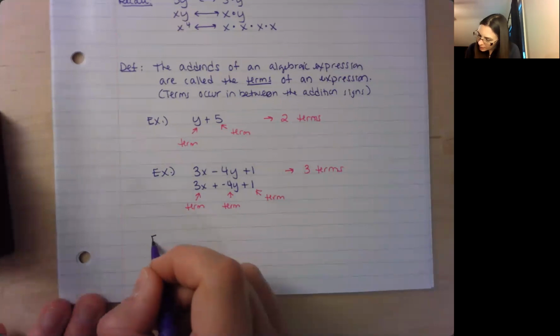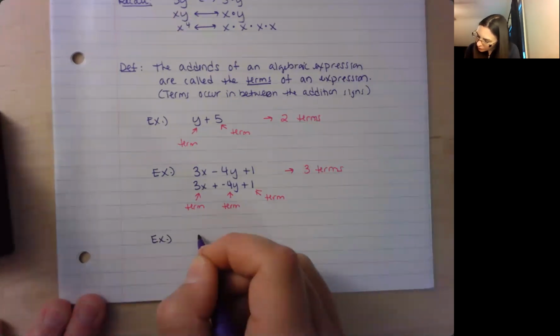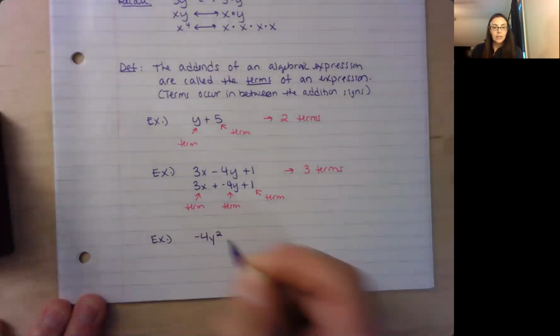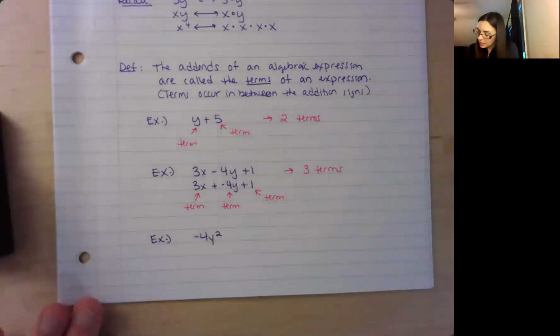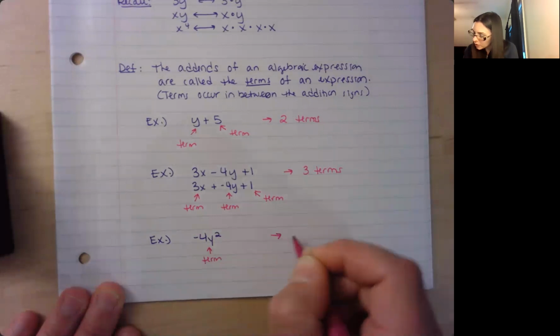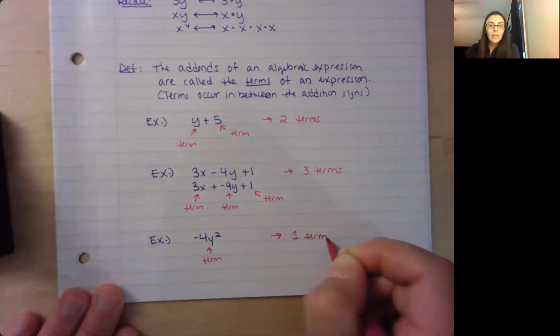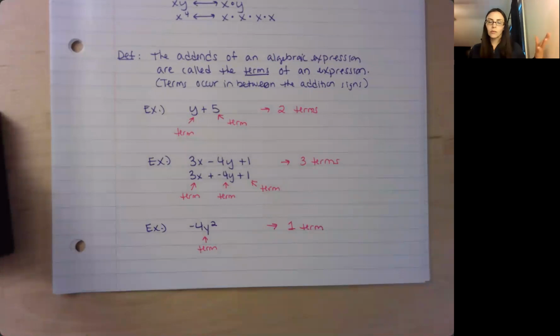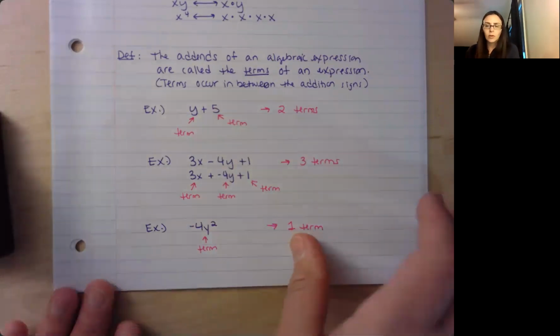And something else like maybe just negative 4y squared. So here there are no plus or minus signs. This is still a term, and this is an example where you have one term. And so on. I can make these as long as I really wanted to. I can do an example as complicated as I want. So here you have examples of just 2, 3, and 1 term, just to see what those look like.